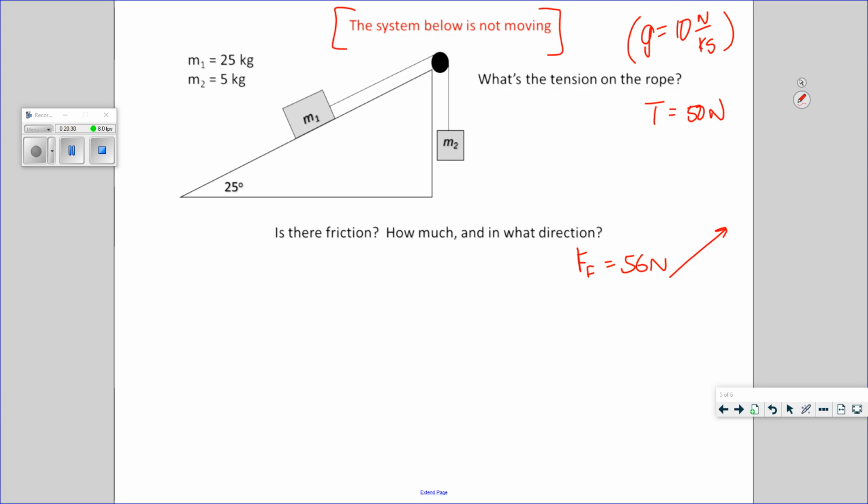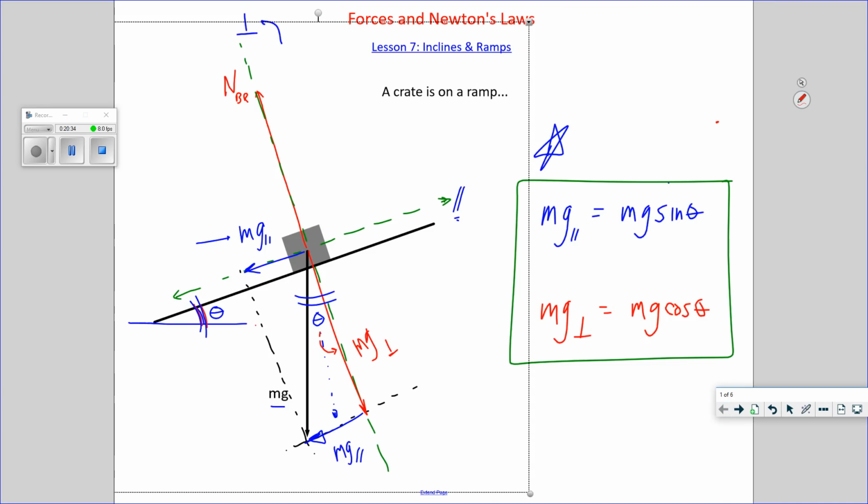The bread and butter of any incline question is to be able to handle the fact that the components of mg, perpendicular and parallel to the incline itself, can be expressed like you see in the green box. As long as you can do that, you can solve an incline problem fairly well.